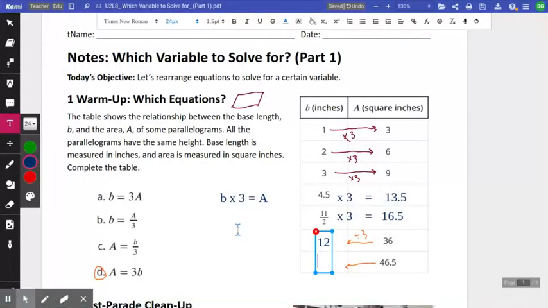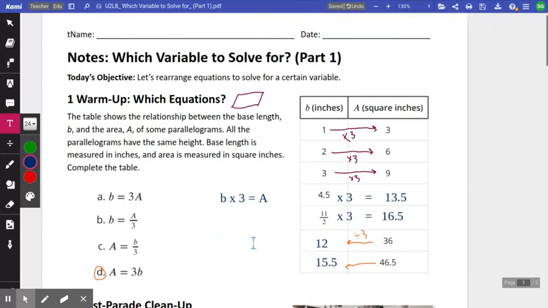For this other one, we've got 46.5 as the area. In order to find that base, we're going to have to do the exact same thing. We've got to take that 46.5 and divide it by 3. And when you do that, you get 15.5. So notice here we were doing something different. We weren't taking our base and multiplying it by 3 to get the area.